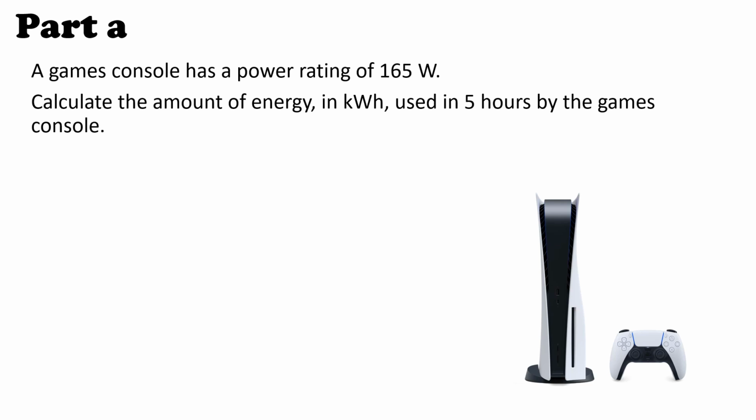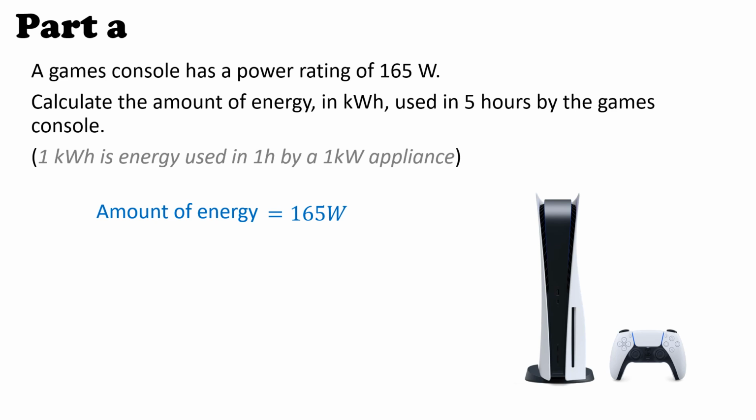So to answer this, we need the hint in the info section that 1 kilowatt hour is defined as the energy used in 1 hour by a 1 kilowatt appliance. So instead of an appliance, we have a games console. So the amount of energy will be the power rating 165 watts multiplied by the time, which is 5 hours. Of course, we want it in kilowatt hours, so we've got to convert the watts into kilowatts. So that'll be 0.65 kilowatts times 5 hours, which gives us a final answer of 0.825 kilowatt hour.